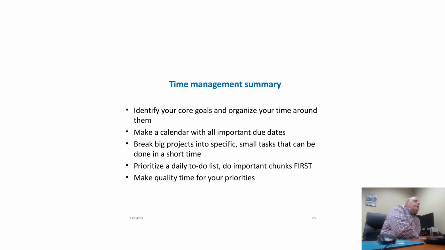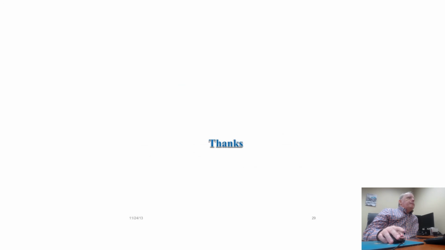Now this would be the summary. Time management: identify your core goals and organize your time around them. Make a calendar with all important due dates. Break big projects into specific small tasks that can be done in a short time. Prioritize a daily to-do list. Do important chunks first. And then finally, make quality time for your priorities. And I think that's it.